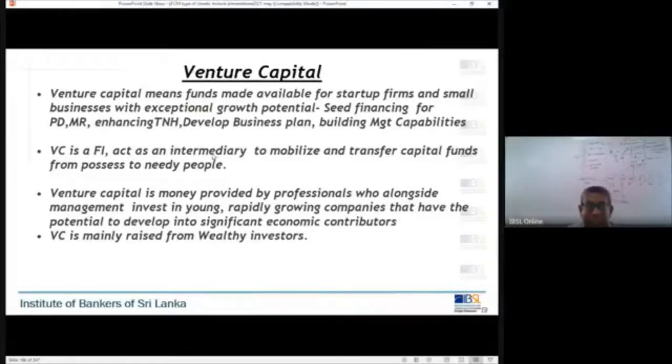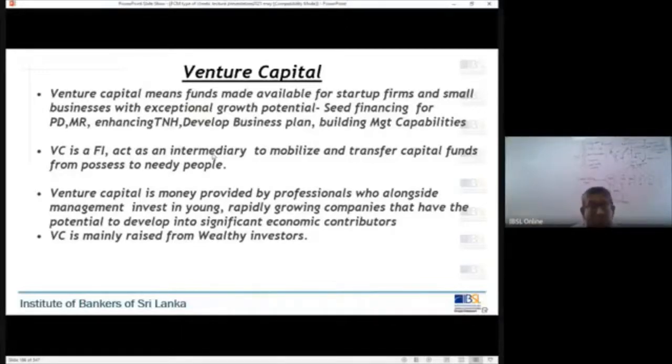The guys who have some good ideas but don't have the money, so money is given in the form of venture capital. So venture capital is therefore a financial intermediary. You can consider venture capital as financial intermediaries, right? They act as an intermediary to mobilize and transfer capital funds to needy people. Therefore, venture capital can be considered as a financial institution which acts as an intermediary.